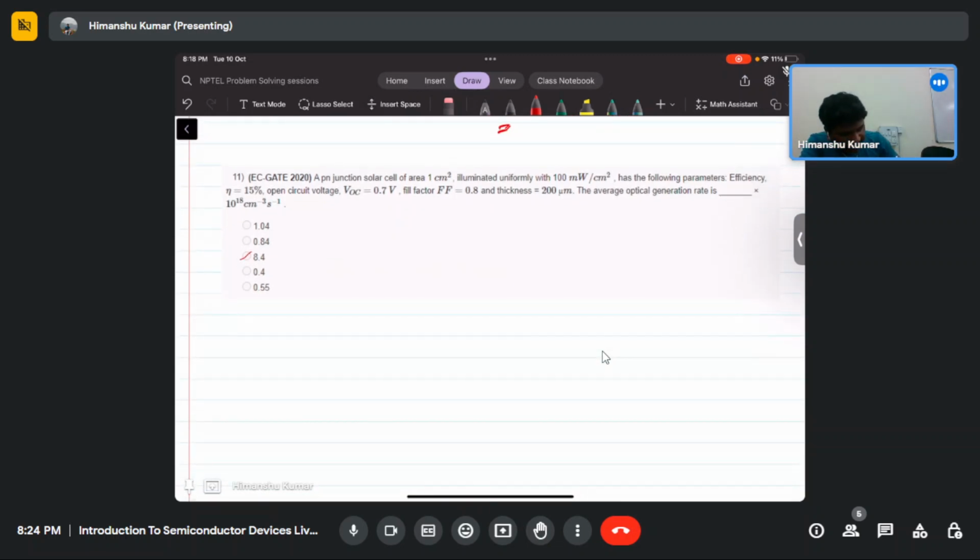A PN junction solar cell of area 1 centimeter square, illuminated uniformly with 100 milliwatt per centimeter square, has the following parameters. Efficiency is 15%, open circuit voltage VOC is 0.7, fill factor is 0.8, thickness is 200 micron, and we need the average optical generation rate.